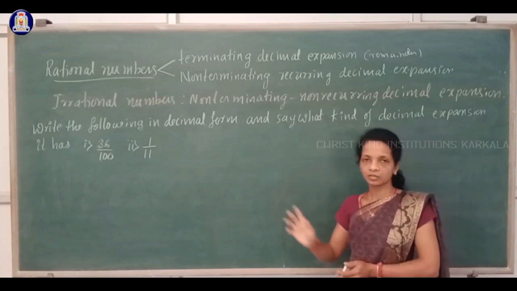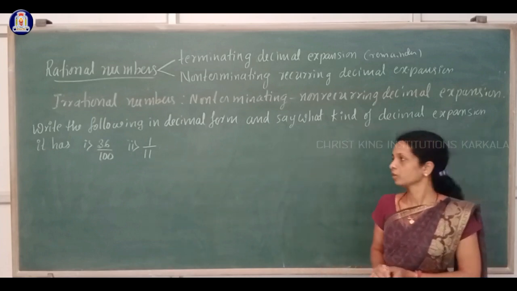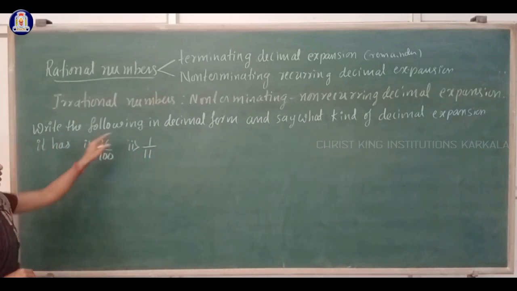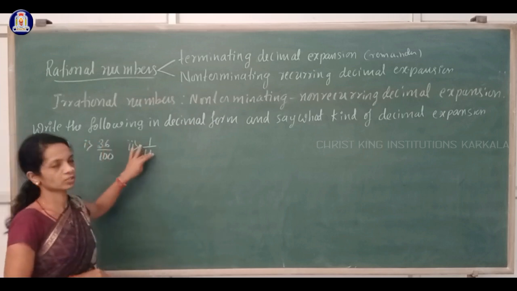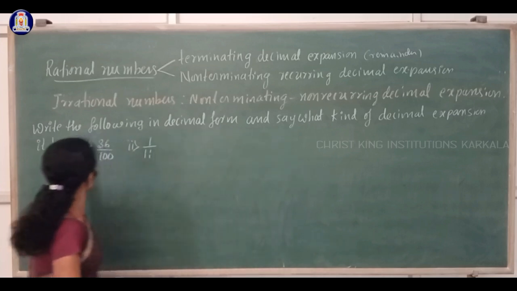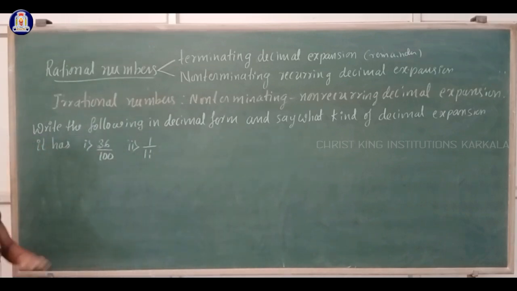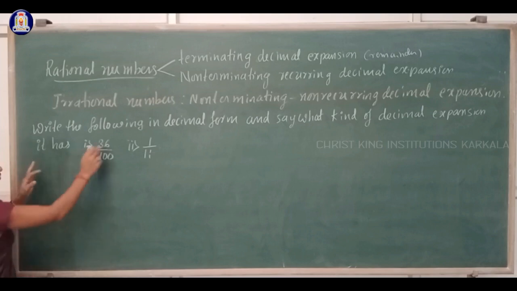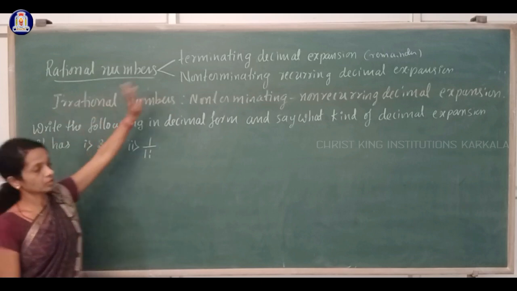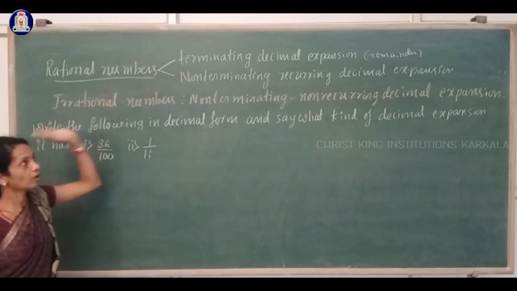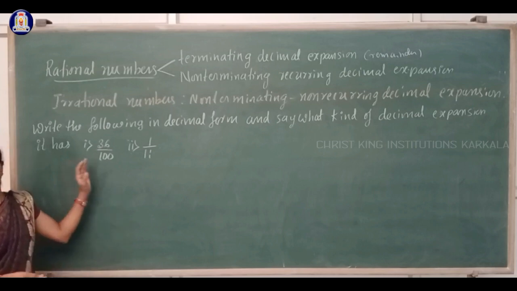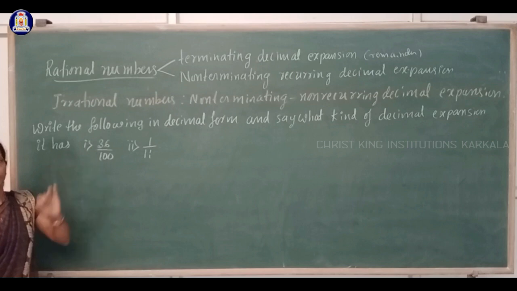Okay. Under that you will be given some problems. You are asked questions like these. Write the following in decimal form. You have to write these fractions in decimal form, and you have to say what kind of decimal expansion that has. That you have to find. Okay, so both numbers are rational numbers. So either they have a terminating decimal expansion or a non-terminating recurring decimal expansion. How to identify? To identify that you have to divide numerator by denominator.